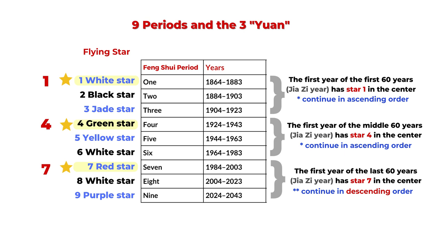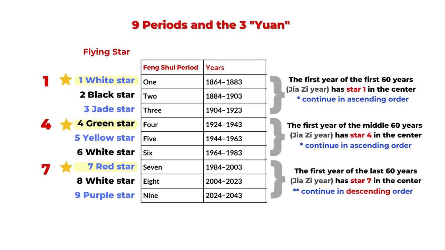But for the last 60 years, we are going backwards. In period 7, the first year starts with star 7 in the center. The second year, the center star becomes number 6. And the third year, the center star becomes number 5. So that's the difference for period 7, period 8, and period 9.